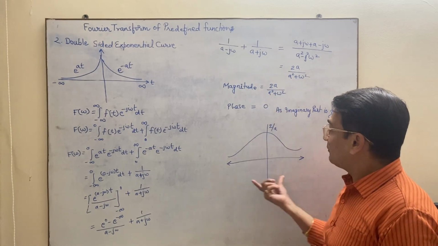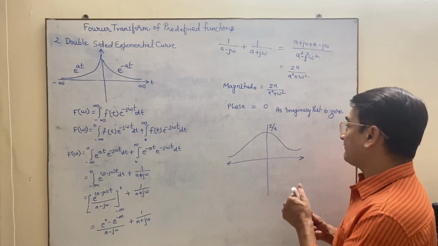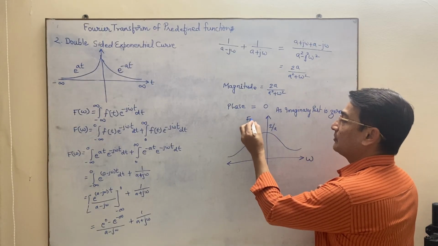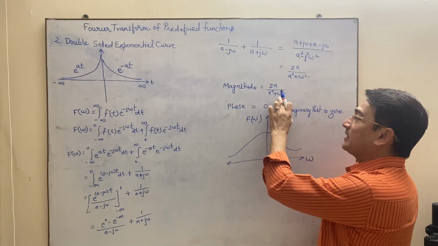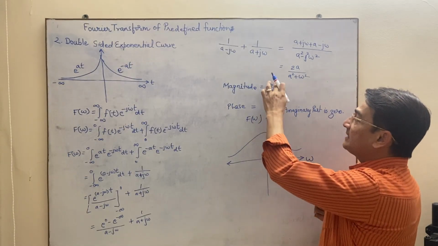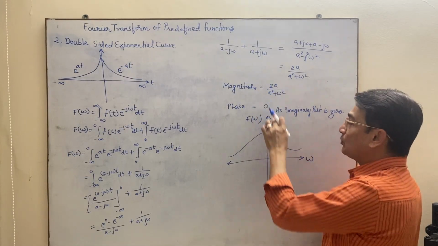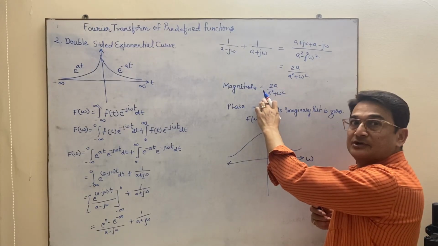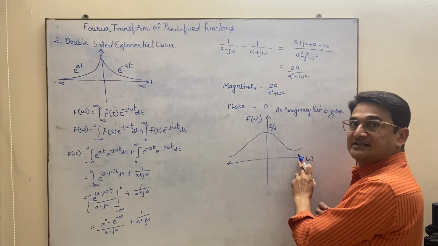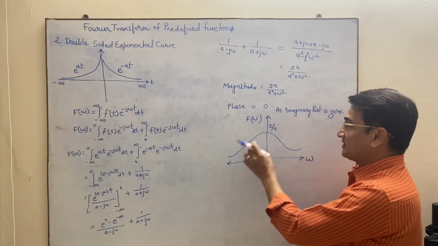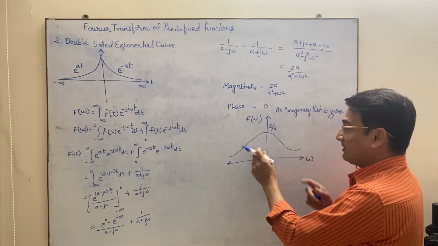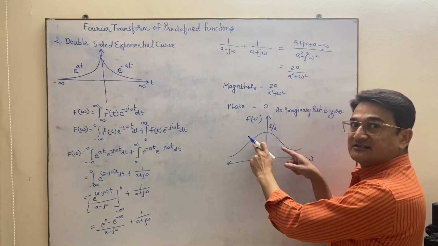So now we can plot this against the frequency. This is omega and this is f of omega. When you put omega is equal to 0, you will get 2a upon a square, that is a and a get cancelled, 2 by a, so the maximum value is 2 by a. Then you can keep on increasing the value of omega in both the direction. Put omega is equal to 1, omega is equal to -1, the value will decrease somewhat.